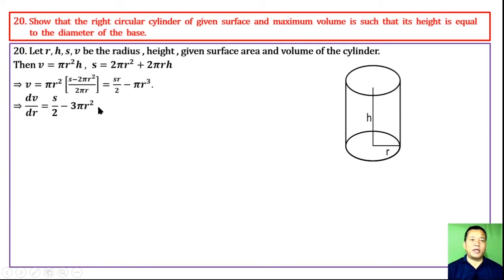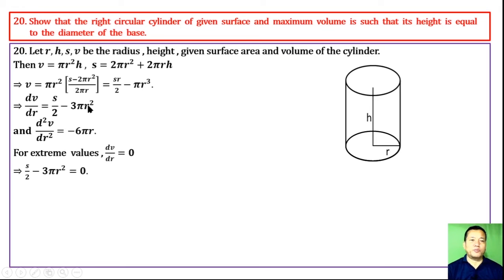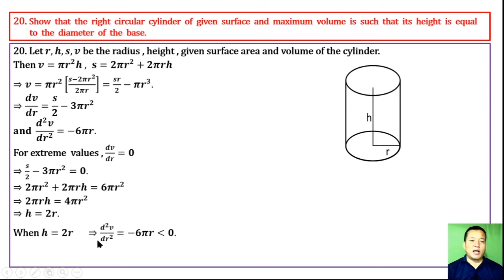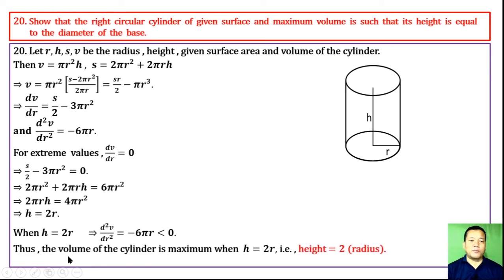dV by dr is S by 2, minus 3 pi r square. Again its second order derivative with respect to r is minus 6 pi r. For extreme values we have to put dV by dr equal to 0, which gives this, and solving we get h equal to twice r. When h is twice r, the value of the second order derivative is a negative number. Thus the volume of the cylinder is maximum when h equal to twice r. That is h is height, twice r is 2 times the radius of the base. Hence proved.